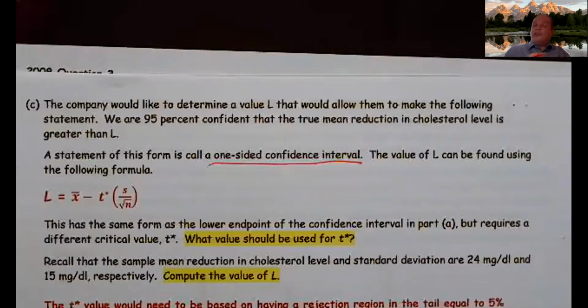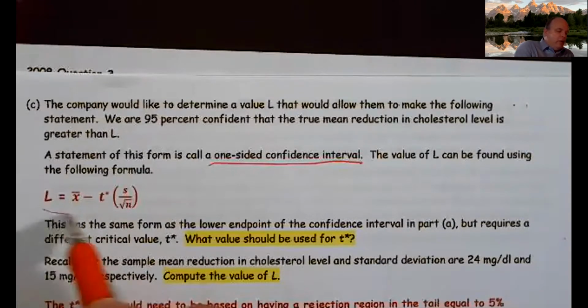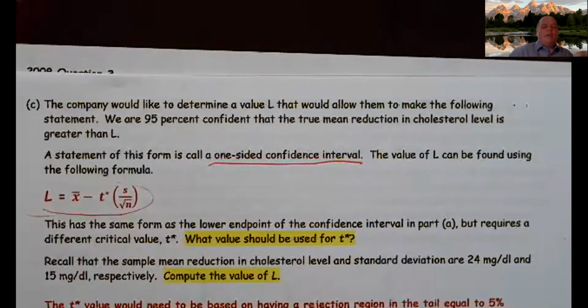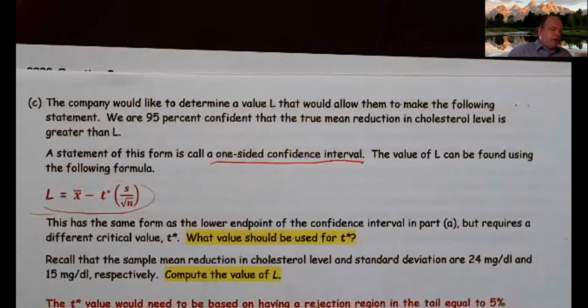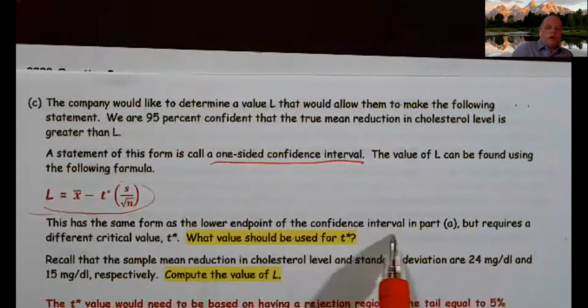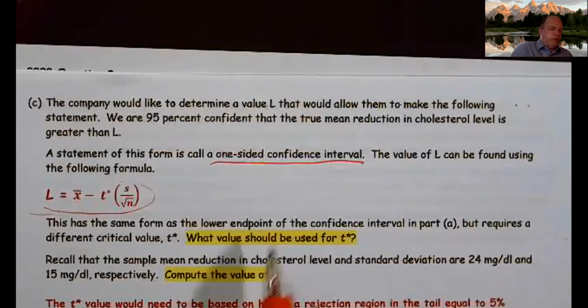Fortunately, this is considered an investigative task, where they've made up something that they know you haven't been taught and want to see how smart you are and whether you can figure it out. They say the value of L can be found using the following formula. So they gave you this formula. This has the same form as the lower end point of the confidence interval in part A, but requires a different critical t value. What should be used for t star?